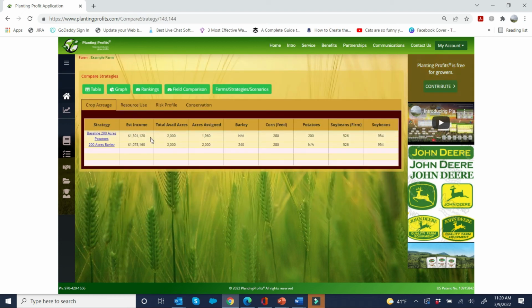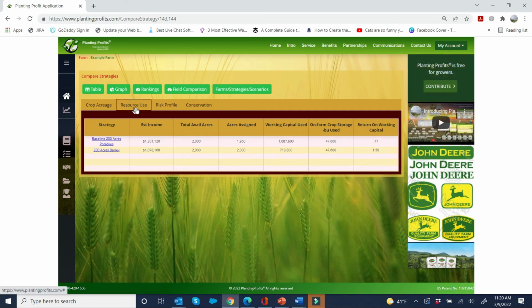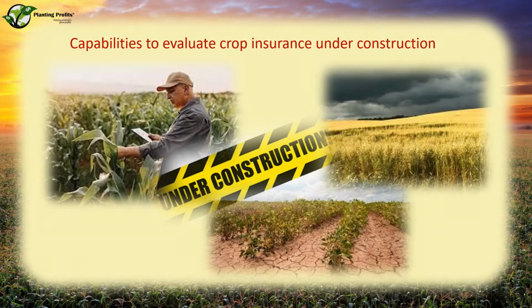Estimated income is lower for the one with the barley. Required working capital is significantly less for the strategy that includes the barley. In this example, there are other trade-offs and output measures to consider, such as return on working capital and, of course, the loss in expected income.